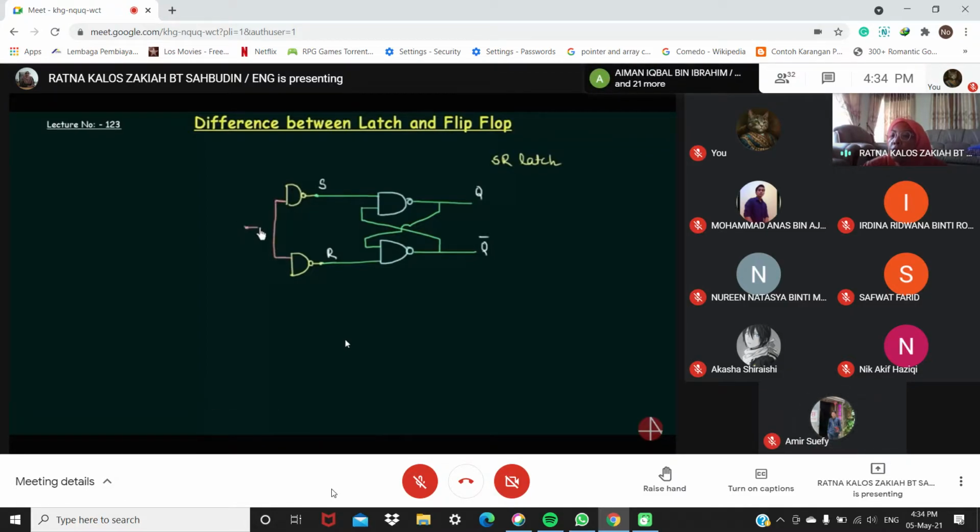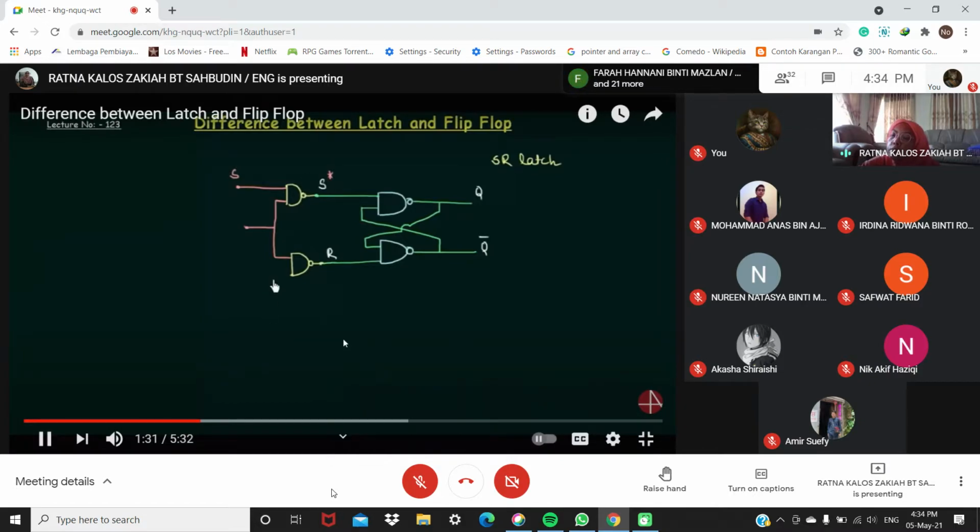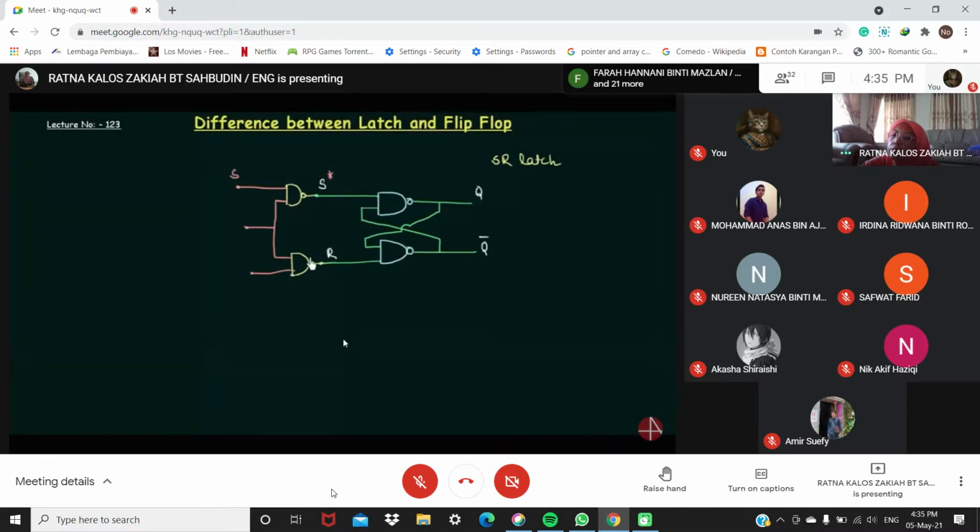And it is your control input. The other input for this first NAND gate is your S, and I will call this S star. The second input to this NAND gate is R, and I will call it R star. The working of the circuit we will see in the next presentation when we discuss the SR flip-flop. But for now, you need to know the difference between the latch and the flip-flops.